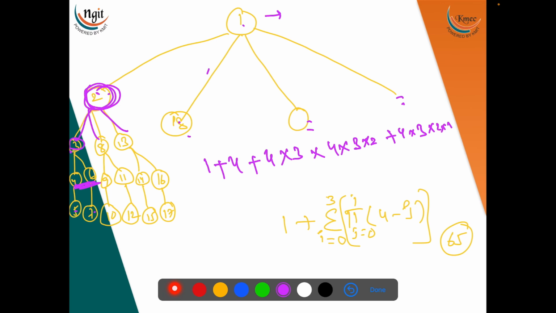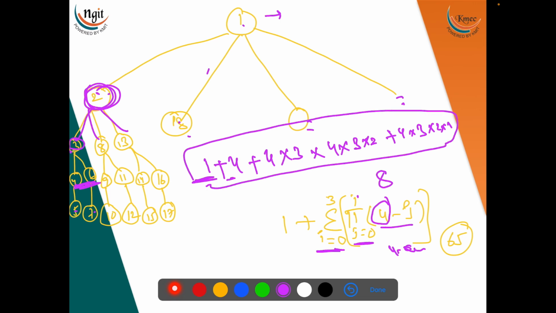So the formula to generate the maximum number of nodes is 1 plus the sum of i equal to 0 to 3 of the product of j equal to 0 to i of (4 minus j). This 4 indicates the 4 queen problem. If it is 8, then in place of 4 you can write 8. So this is the maximum number of nodes. This is about the backtracking algorithm, and backtracking with recursive and iterative approaches. Thank you all.